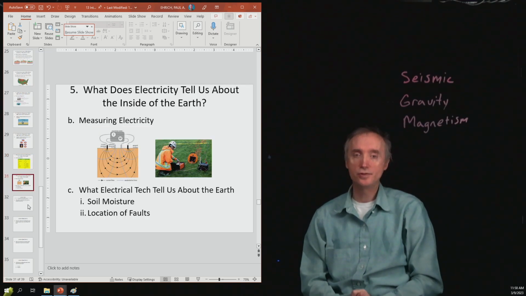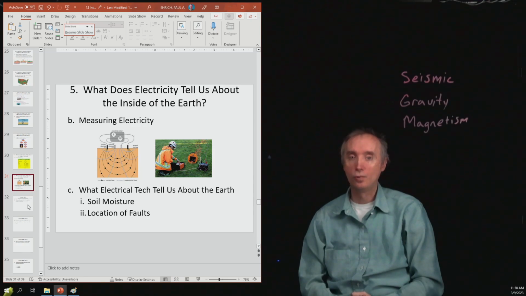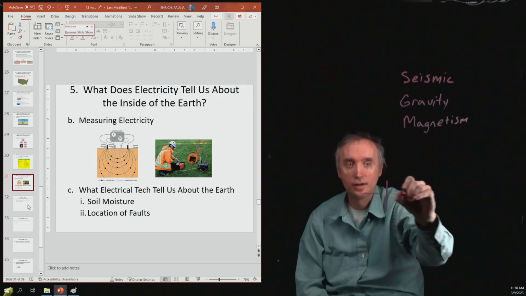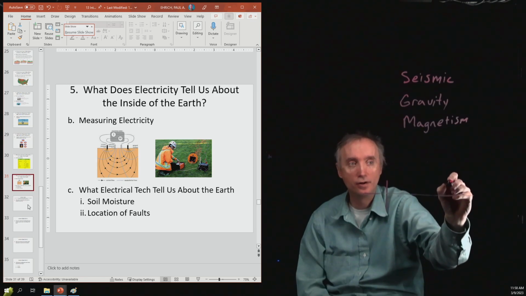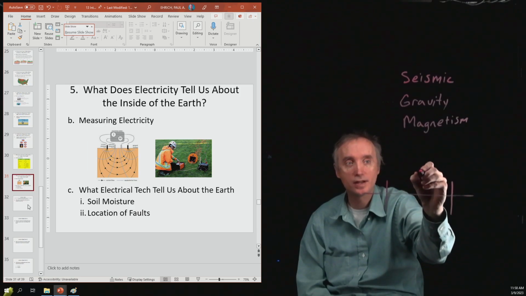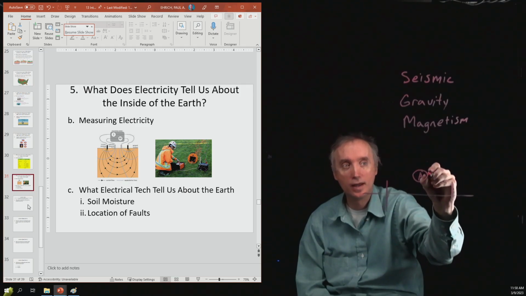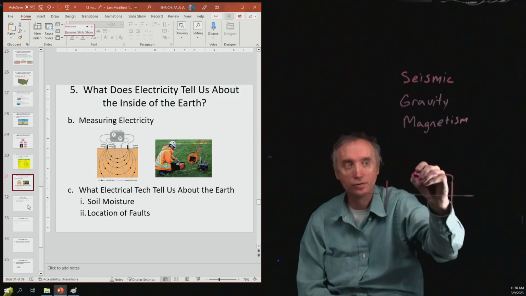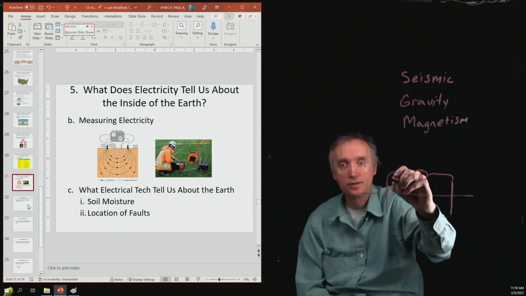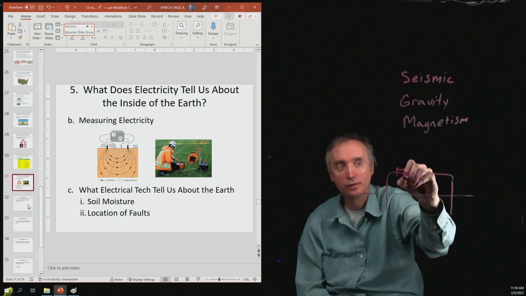So how can this be used to tell us what's inside the Earth? Well, one thing it could tell you is how much water is in the ground. So the idea is going to be that you're going to pound into the ground a metal rod, and then over here you're going to pound into the ground another metal rod, and then you're going to attach it basically to an ammeter. And then an ammeter measures electrical current. Okay, and then you also need to put a battery in there. So let's go ahead and put a battery right here.